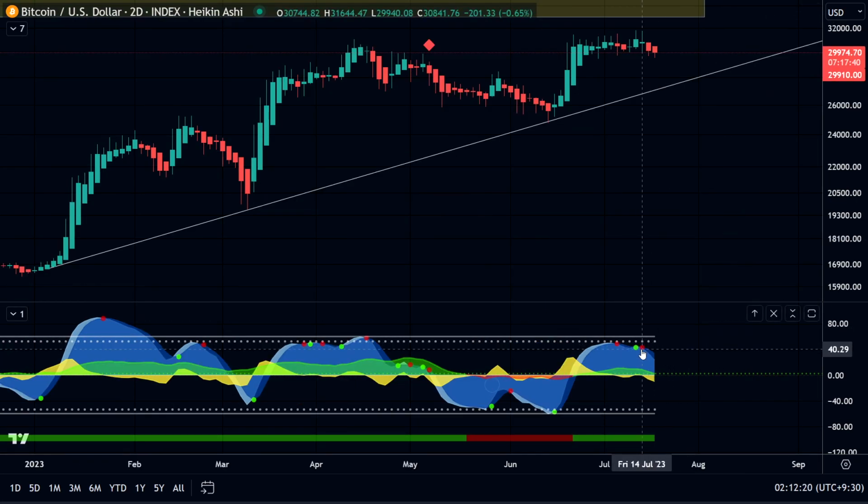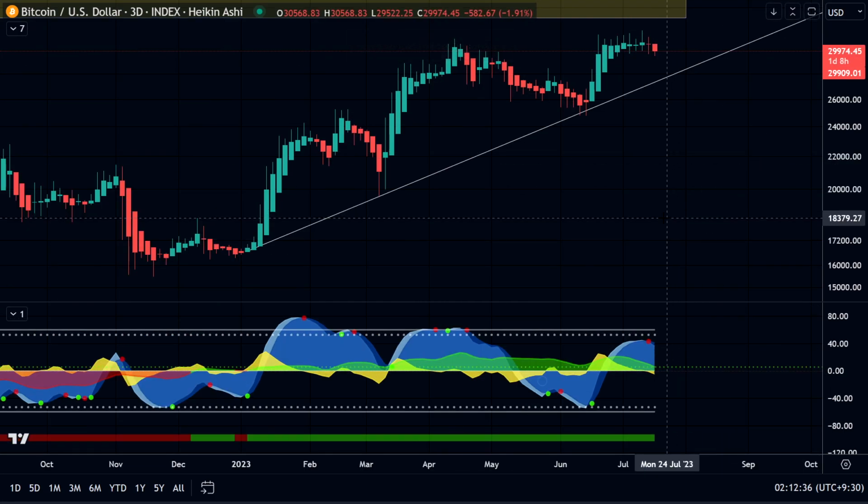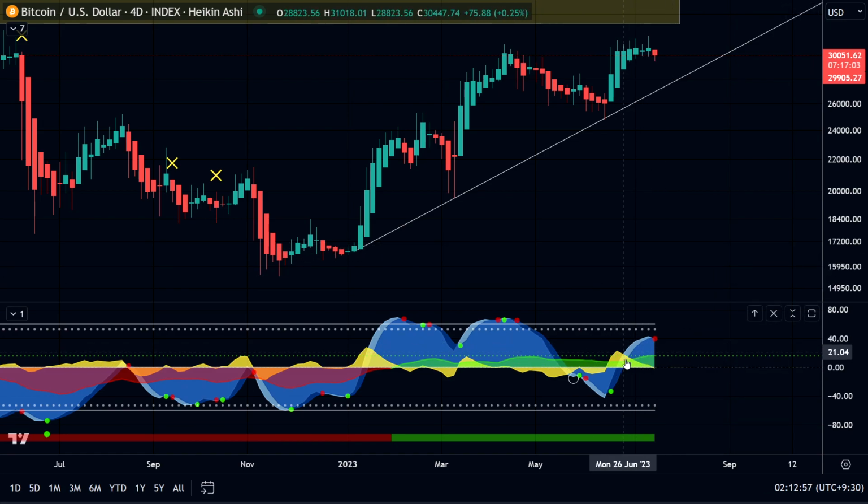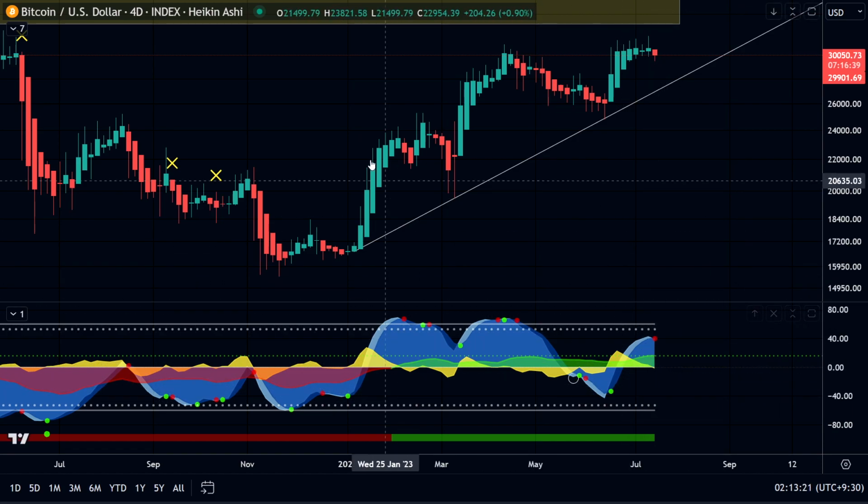The 2-day time frame had that red dot confirmed on Sunday, and this blue wave starting to come down. So the 2-day does look quite bearish. The 3-day also had a red dot confirmed on Tuesday, and the 4-day has a red dot that won't be confirmed till tomorrow's open, but looks likely to be confirmed. So we are seeing bearish signs on the 2-day, 3-day, and the 4-day time frame. While the 12-hour does have a green dot, the daily doesn't yet.